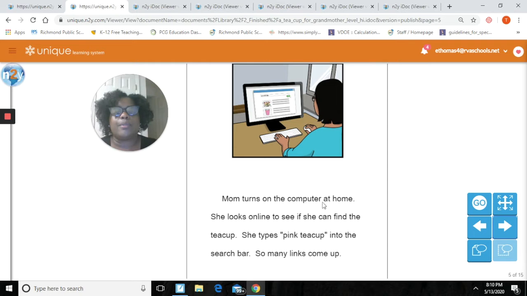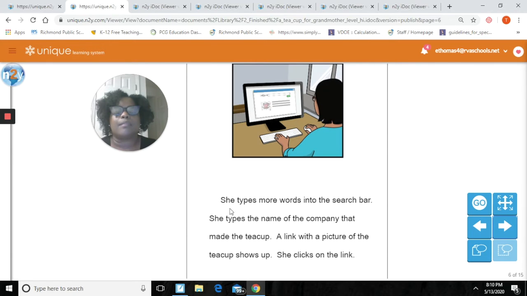Mom turns on the computer at home. She looks online to see if she can find the teacup. She types pink teacup into the search bar. So many links come up. She types more words into the search bar. She types the names of the company that made the teacup. A link with a picture of the teacup shows up. She clicks on the link.